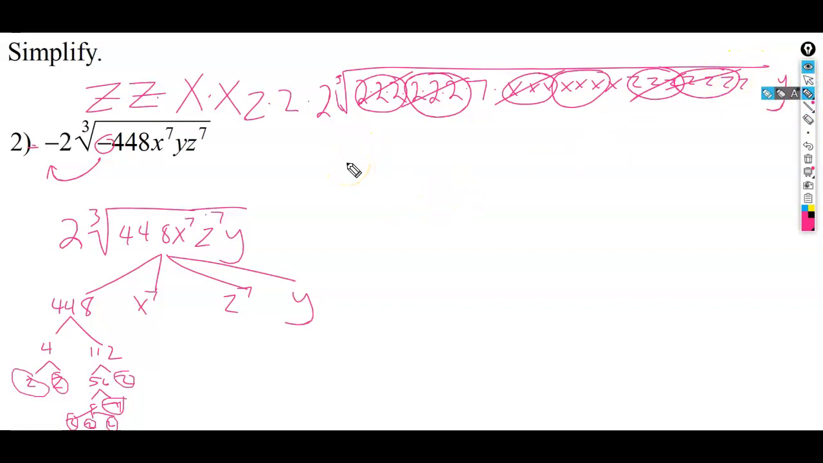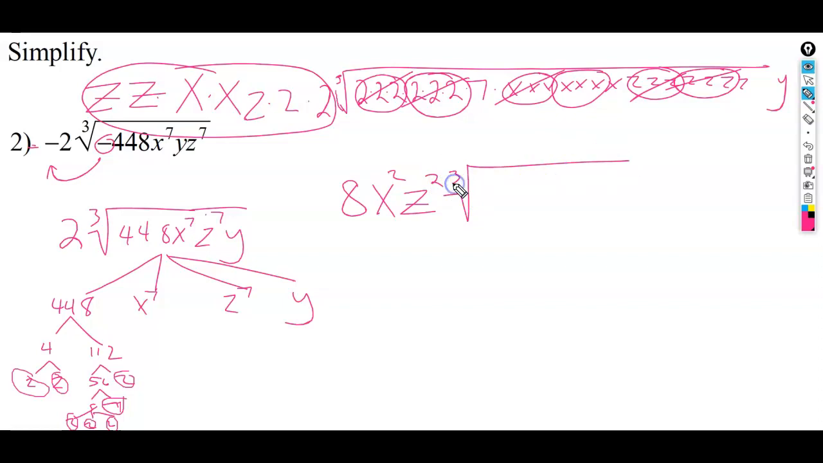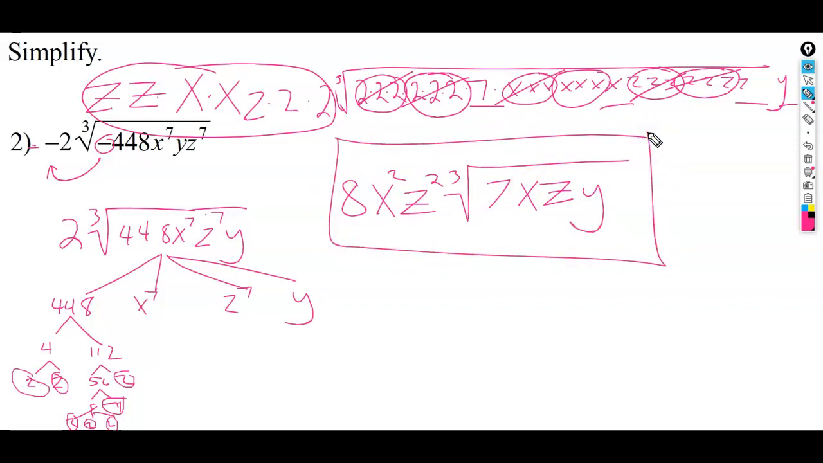All right. So now on the outside of my radical here, I've got 3 2's. You multiply those 3 2's together, you end up with 8. We have 2 x's, so that makes x squared. 2 z's, so that makes z squared. And then underneath of the cube root, we have a 7, an x, a z, and a y. There's that. So really quite similar to the last problem. A lot more stuff to put underneath the root.